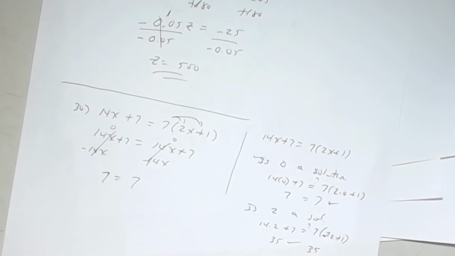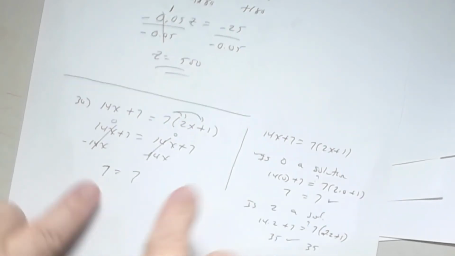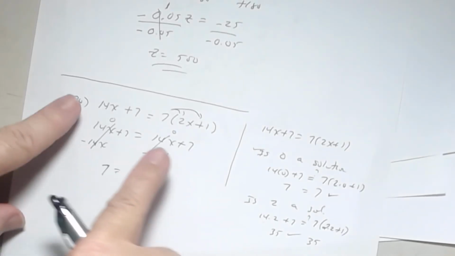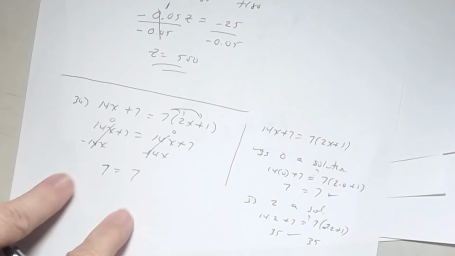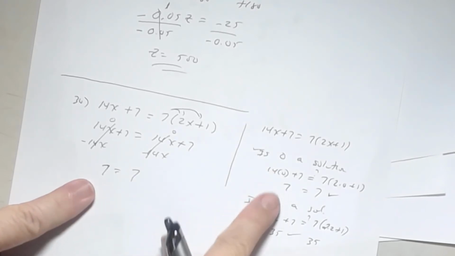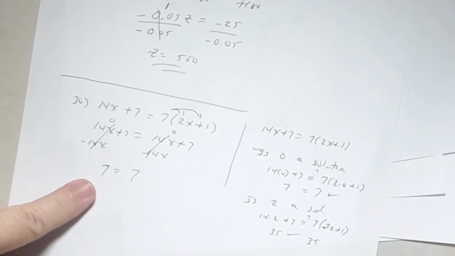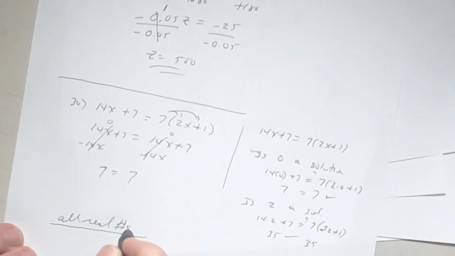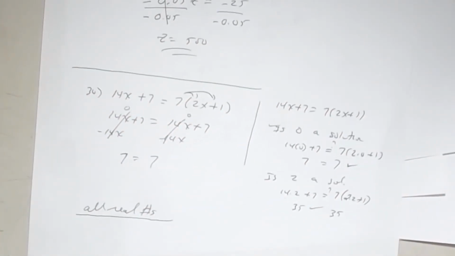So would 6 be a solution, do you think? Yes. Would negative 8 be a solution? Negative 2.6? Yes. So you see the statement right here where it says that 7 is always equal to 7. Is that a true or false statement? Is 7 always equal to 7? That's a true statement. So if the variables go away and you have a statement that's true, then that means that no matter what you plug in is going to be a solution. So your answer is going to be all real numbers. Okay, any number works.